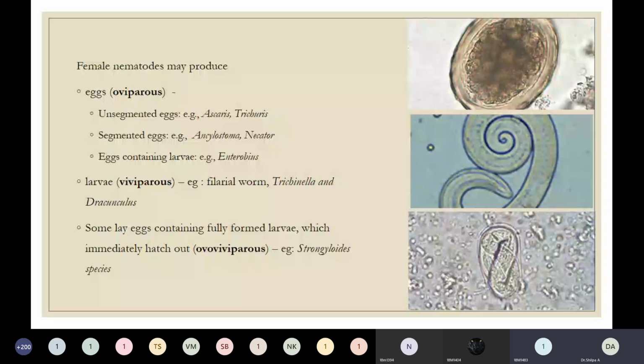This is very important. Okay, and it is an important classification you need to know: classification based on the pattern of young ones laying.